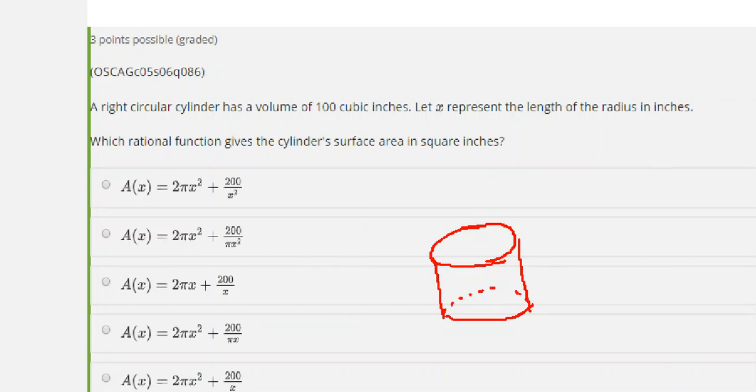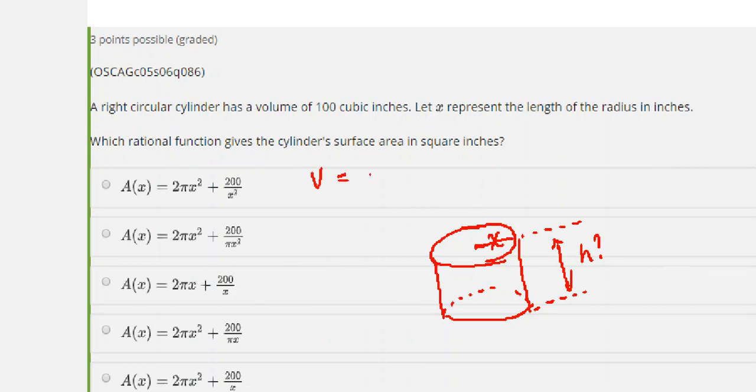Looks like this. And let x represent the length of the radius. So this is x. The length of the radius is x. We do not know this height, do we? We don't. So the height is unknown, right? So how do we find the volume?